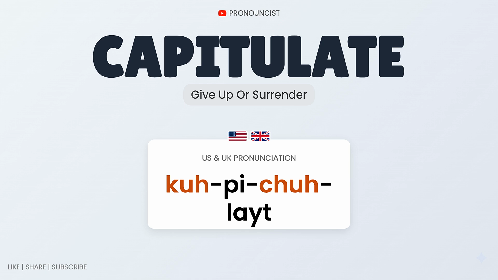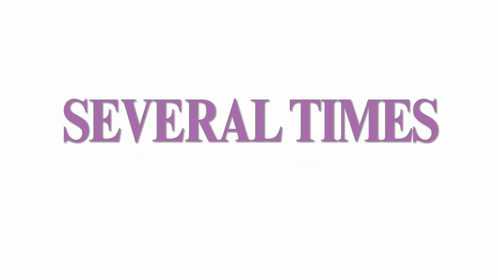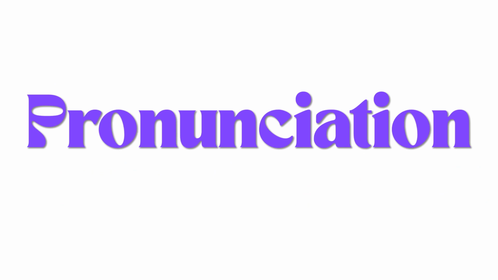Capitulate. Practice repeatedly and you'll soon be able to say this word perfectly. The best way to practice is to repeat the syllable multiple times. The meaning of the word is give up or surrender. Try repeating this word several times to improve your pronunciation.